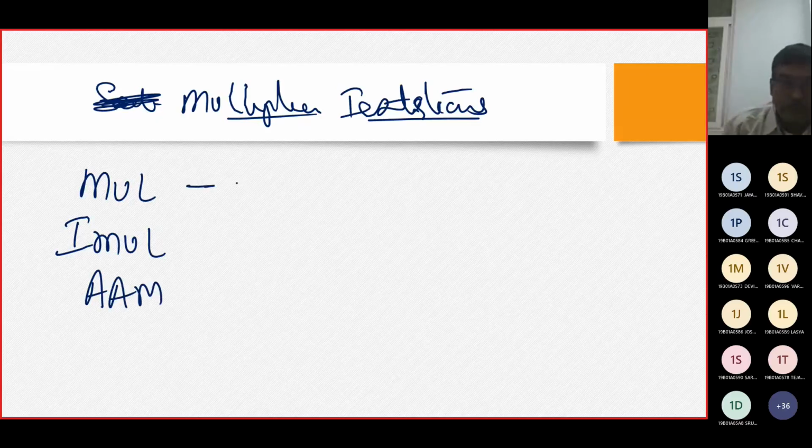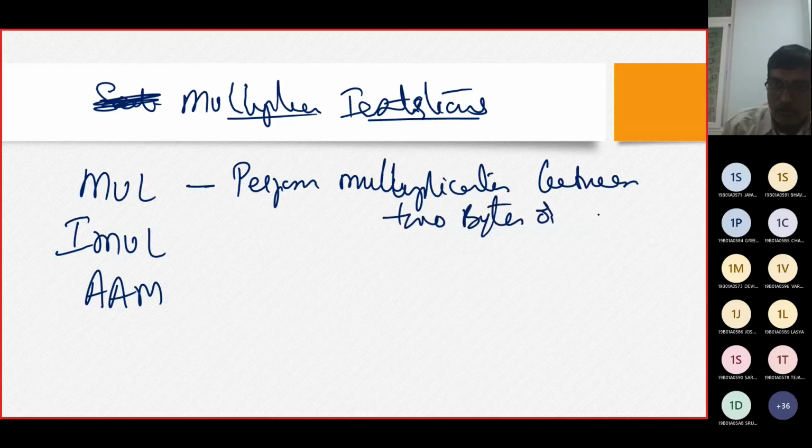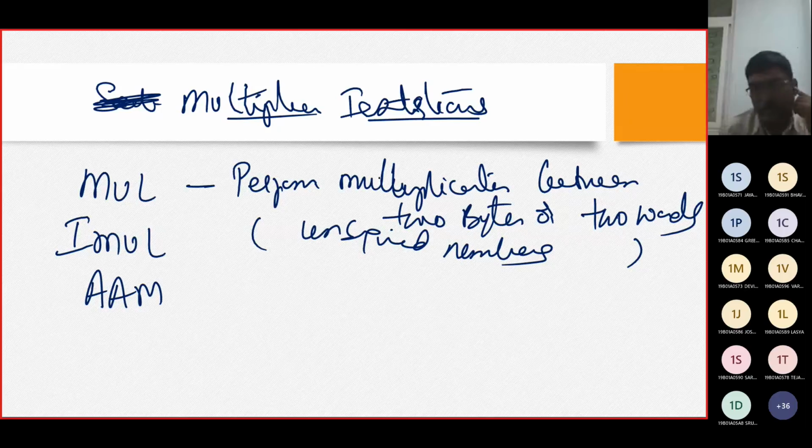So MUL performs multiplication between 2 bytes or 2 words. The second thing we have to emphasize is that we are working on unsigned numbers.